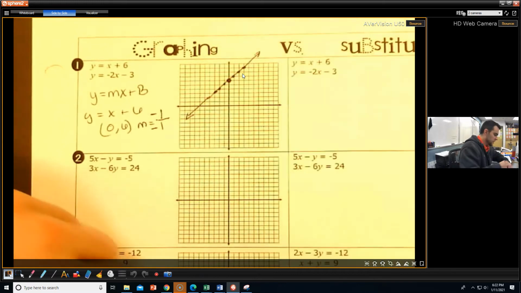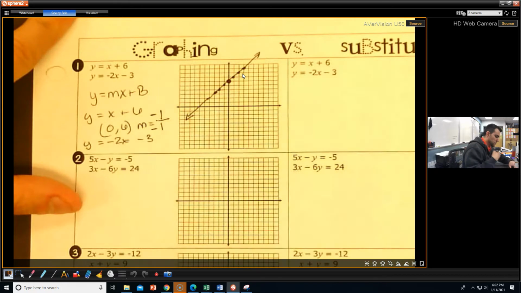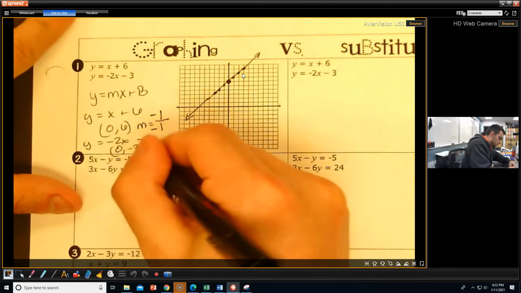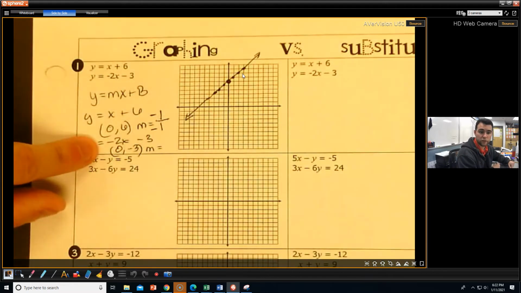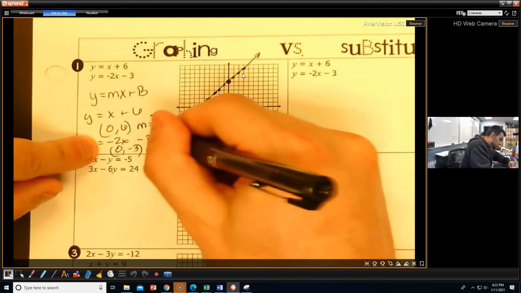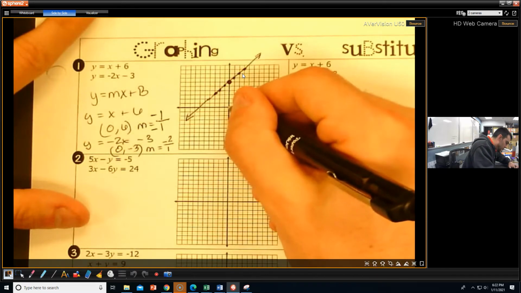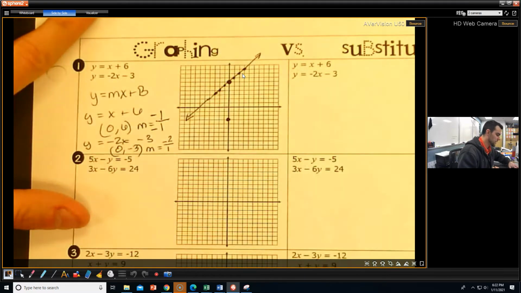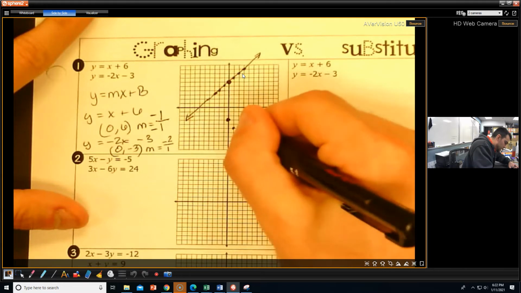Let's go ahead and graph the other one. This one we have y equals negative 2x minus 3, so my first point is going to end up being (0, negative 3). And my slope as a rise over run, if it's just negative 2, I can write that as negative 2 over 1. So let's plot (0, negative 3), that's down here. And now for my slope. Well, my slope is down 2 and to the right 1. Down 2 and right 1.